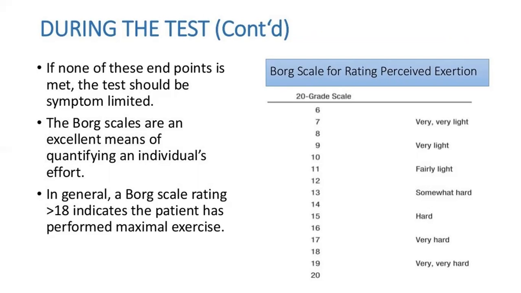Here is a Borg scale for rating perceived exertion. It is a 20 grade scale. If it's 6 to 7, it's very, very light. 8 to 9, very light. 10 to 11 is fairly light. 12 to 13, somewhat hard. 14 to 15, it's hard. 17 to 18, very hard. And 19 to 20, very, very hard. You can have a look at the scale.